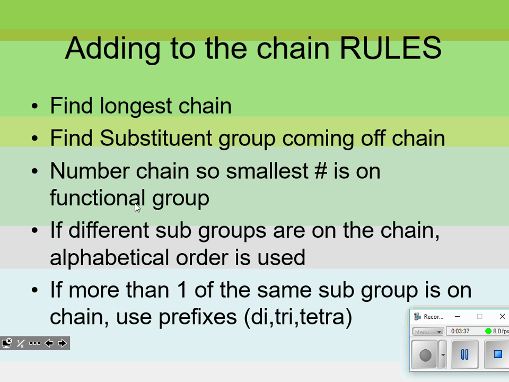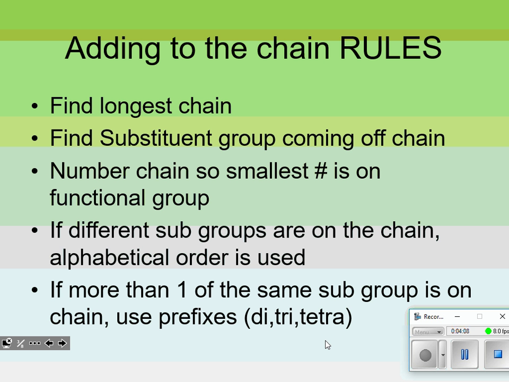That does not always mean that we go left to right in our numbering of carbon chains. Now, if there's multiple subgroups on there, like a methyl group, which is a 1 carbon group, an ethyl group, which is a 2 carbon group, a bromo, bromine, alphabetical order determines how we list them. And the last rule, if you have more than one of the same group on a chain, you need to use the prefixes like di for 2 of them, tri for 3 of them, tetra for 4 of them.